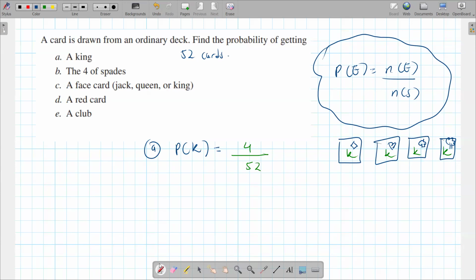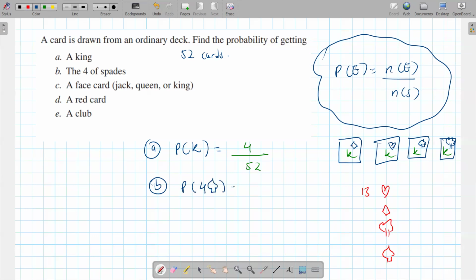Okay. So in a deck of cards, just know there are 52 cards, and every single suit, diamonds, hearts, there's 13 of each. So there's 13 hearts, 13 diamonds, 13 clubs, and 13 spades. And altogether, there will be 52. Okay. That's part A. Part B, four of spades.